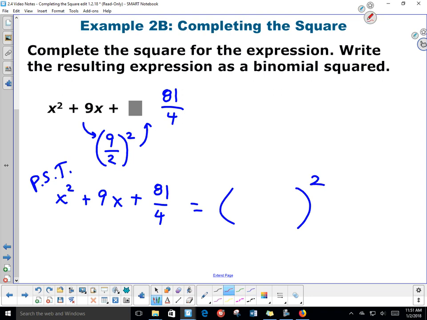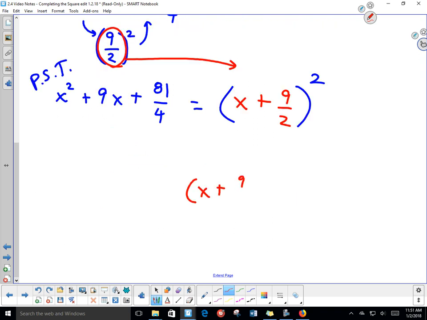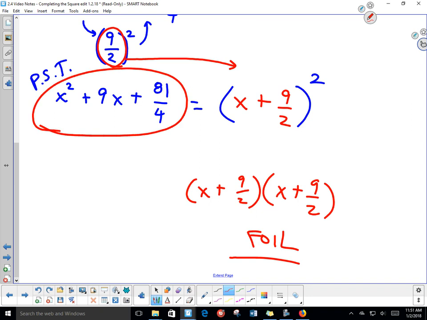What would that binomial squared be? Remember, here's your clue as to what goes in with the x. So it should be x plus 9 over 2 quantity squared. Again, you could multiply out x plus 9 over 2 times x plus 9 over 2 using FOIL, and when you do, you would end up getting right back to x squared plus 9x plus 81 over 4.